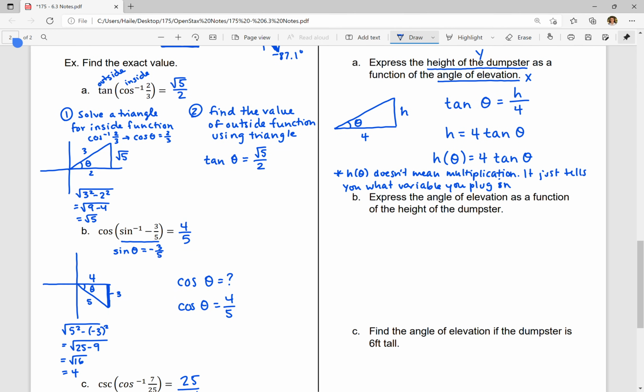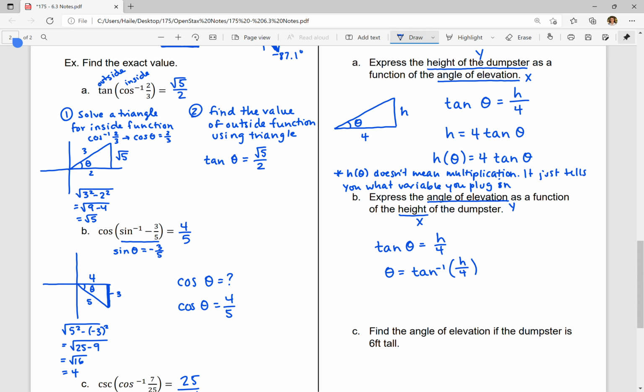Now we want to express the angle of elevation as a function of the height. So this time the angle of elevation is y and the height is x. What this means is we're going to start with that equation that we got, tangent of theta is equal to h over 4, and this time I want to get theta by itself, and I want to have h as my only variable on the other side. So how can we get theta by itself? Well, as it stands here, it's trapped inside of tangent. But what I can do is take the tangent inverse of both sides to get theta is equal to tangent inverse of h over 4.